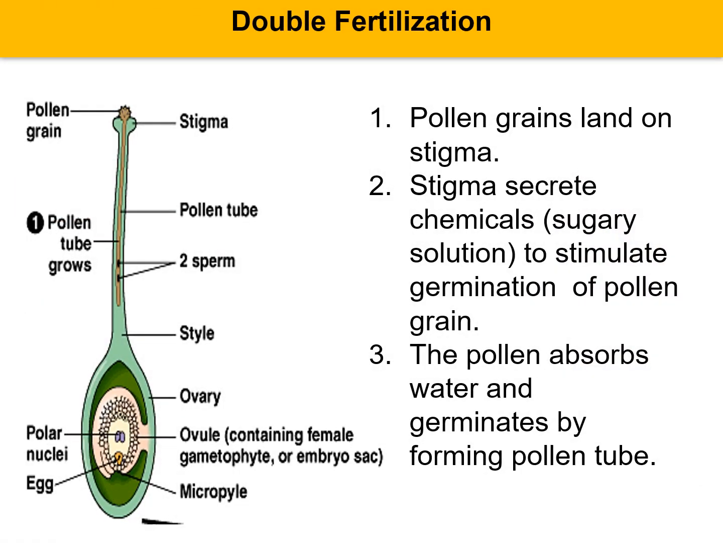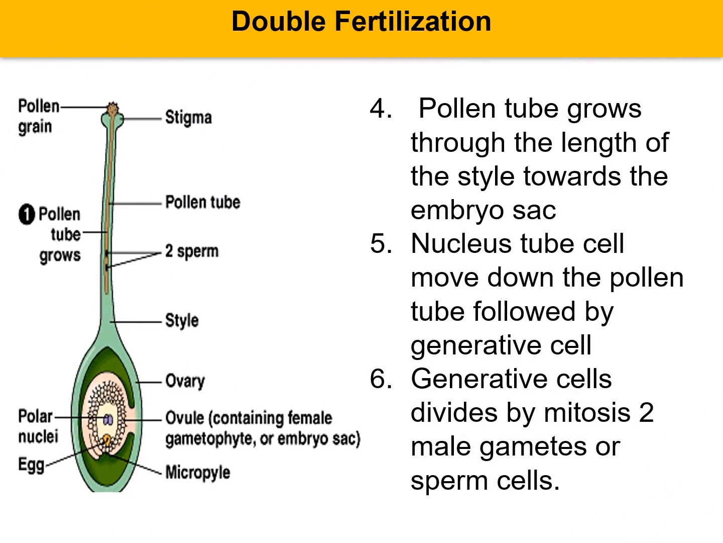So for double fertilization, when pollen grains land on the stigma, and then it will be stimulated to germinate. The generative cell will divide into sperm cells, two sperm cells, while the tube cell will develop into pollen tube. Then pollen tube grows and leads the sperm cell towards embryo sac.